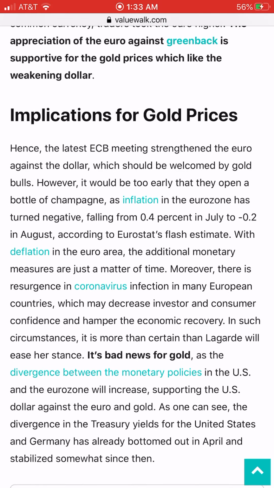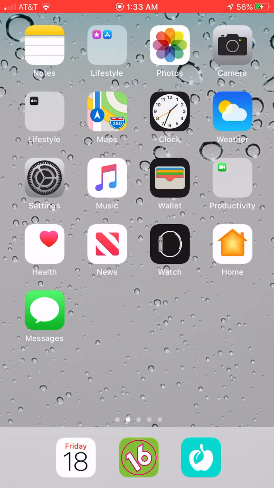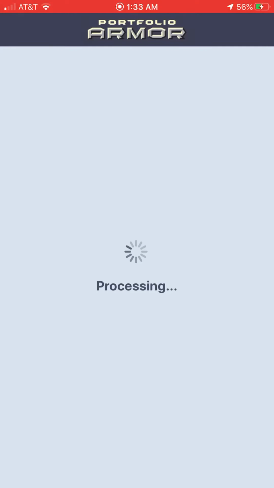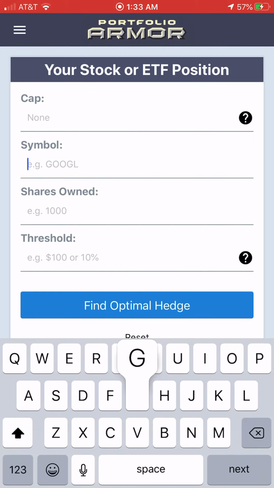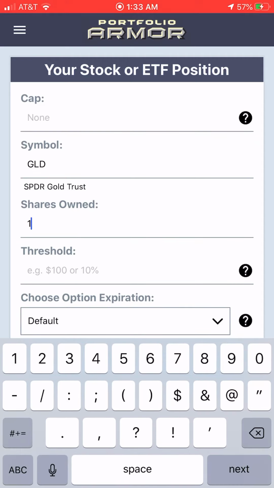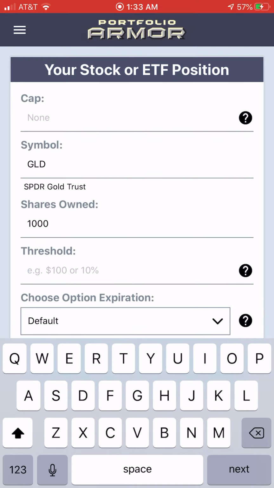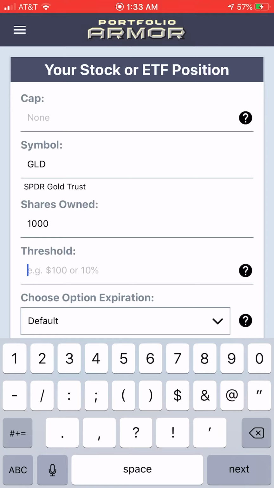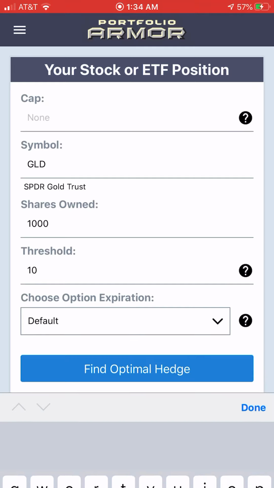With that in mind, let's look at a couple of ways we can hedge gold via one of the most popular gold ETFs, GLD. First, we enter GLD in the portfolio on our iPhone app, and then we enter a number of shares. Here I'll enter 1,000. And then we enter the largest decline that we're willing to risk over the time frame of our hedge. Here I'll enter 10 for 10%.